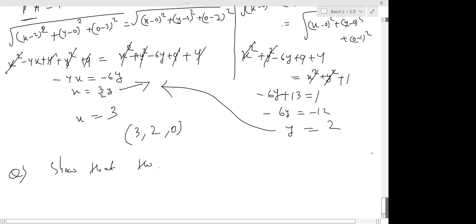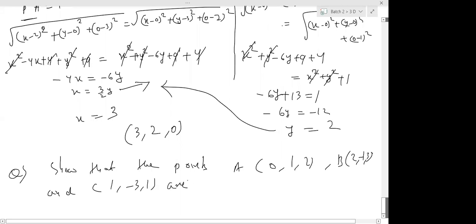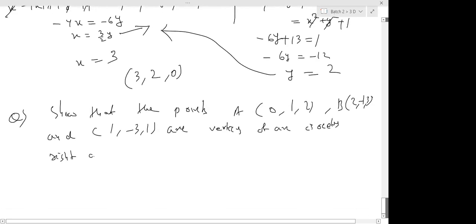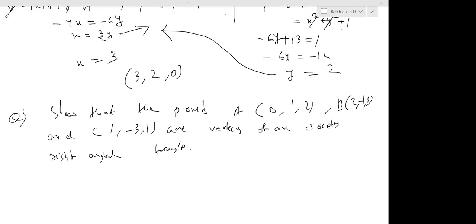Show that the points A (0, 1, 2), B (2, minus 1, 3), and C (1, minus 3, 1) are vertices of an isosceles right angle triangle. This is a very easy question. Try to solve it fast.